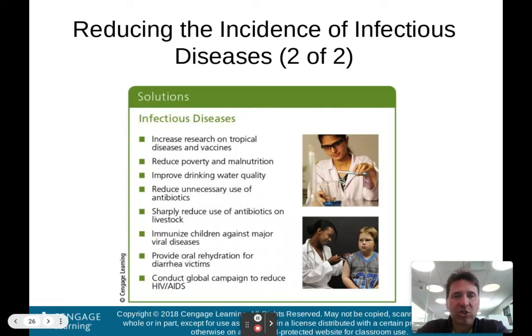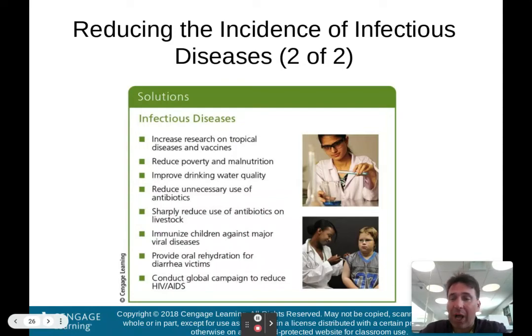We need to increase research on tropical diseases and vaccines, reduce poverty and malnutrition, right? If you have money and you have more food, there's no food scarcity or food insecurity. If you're nourished properly, then your immune system will work at its ultimate peak, and that will hopefully keep you alive if you do encounter an infectious disease.